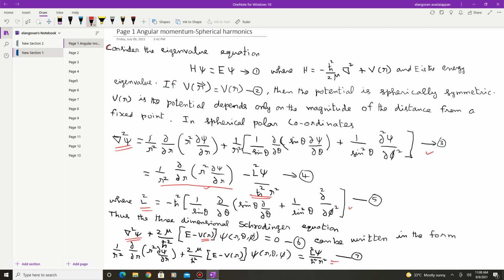Now this equation 6 can be written by substituting the value of del square psi from equation 4, and you will get equation 7. So you see, on the right hand side we get the term L square, we are expressing the term in terms of L square, where L square is the square of the angular momentum.